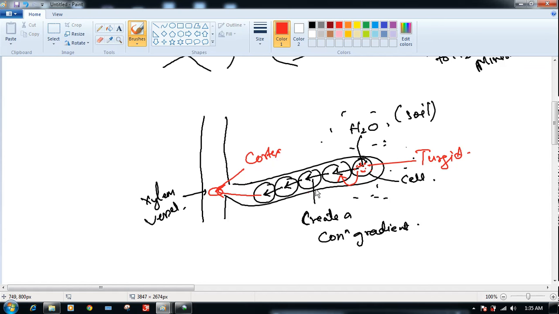Finally the water will go directly through this chain into the cortex region where the water concentration is less, but now it's more, by diffusion or osmosis. After passing through the cortex cell by osmosis, the water reaches the endodermis in the inner part of your stem, where vascular bundles are present. So these are your vascular bundles.